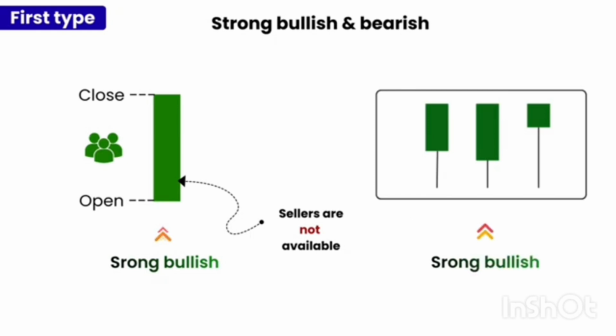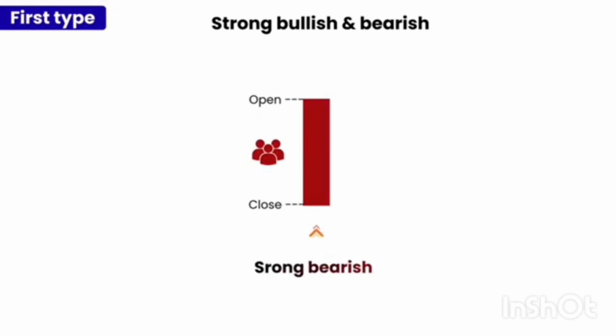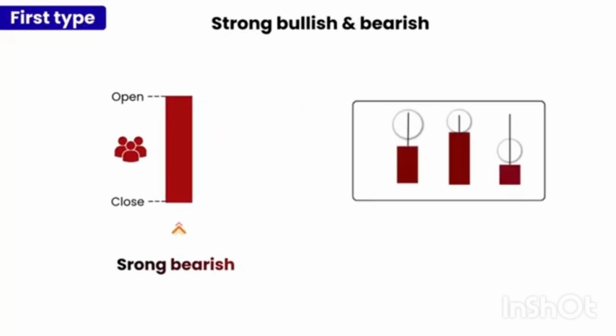Now let's look at the strong bearish candle. The price opens higher, sellers aggressively push it downward, and it closes near the low. This indicates that sellers dominated the entire session. Even if the candle has a long upper wick, it can still be considered a strong bearish candle because buyers tried to push the price higher initially, but sellers completely took control before the close.